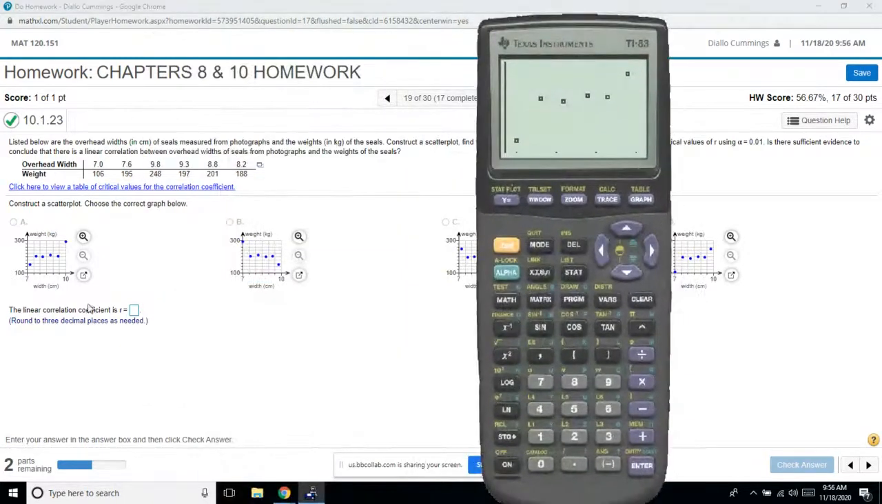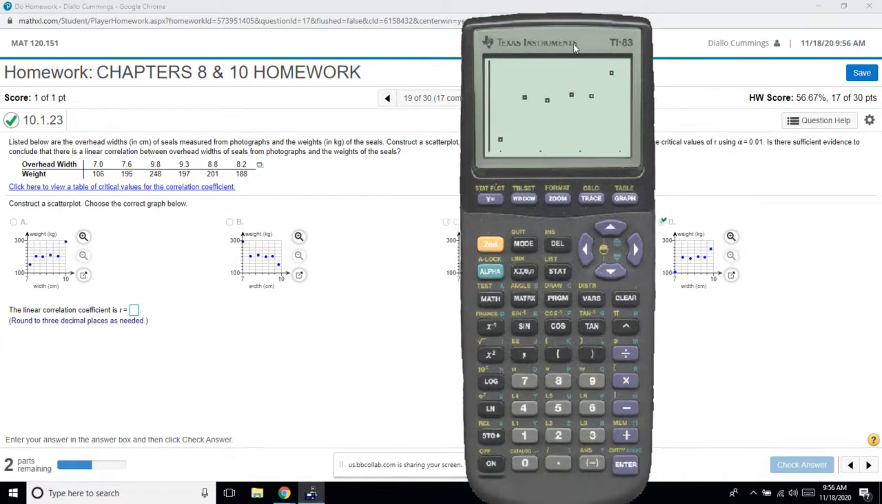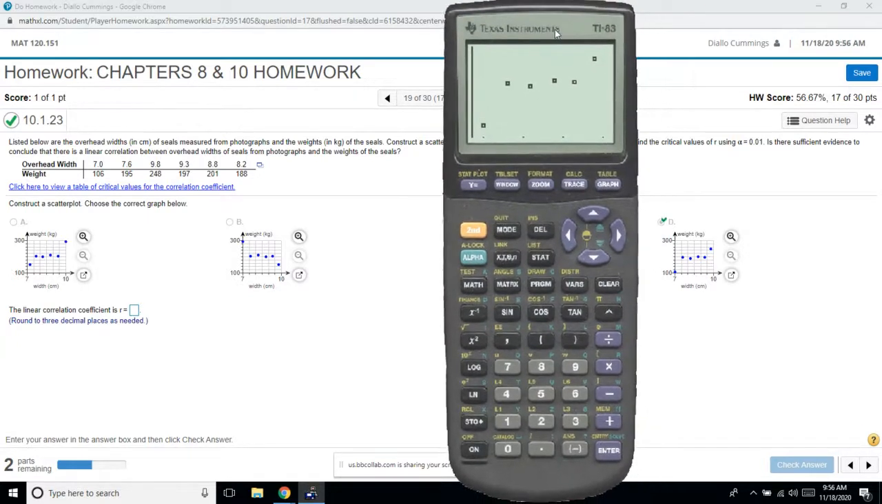All right, now it asks for a linear coefficient. So for our linear coefficient, I want to go into catalog, which is above 0, and it's yellow, so I want to hit second and 0, and it takes me to this catalog.